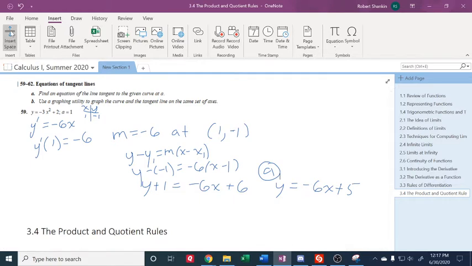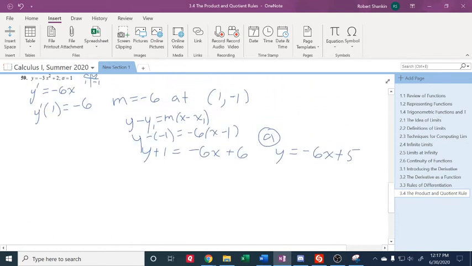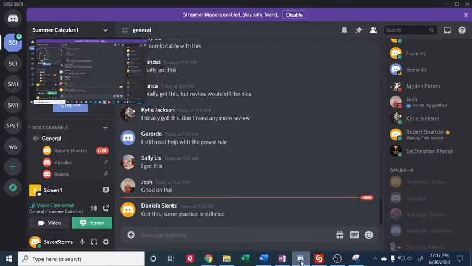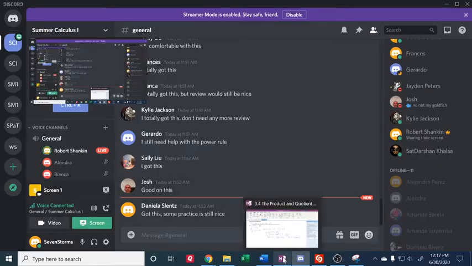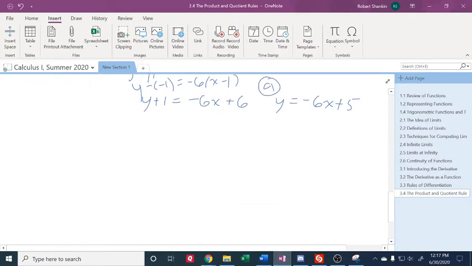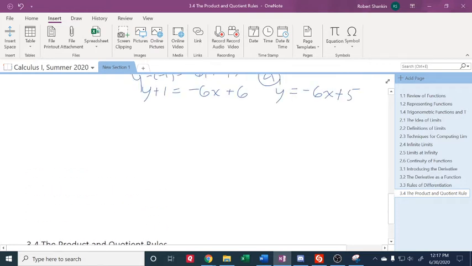Okay, any other questions? All right, if there's no more questions, homework, then let's go, we'll start into the product and quotient rules, 3.4. Sorry, sir. Yes. Be able to do number 33. Okay, and who is this? This is Gerardo. Gerardo, number 33, right? Yes. All right.